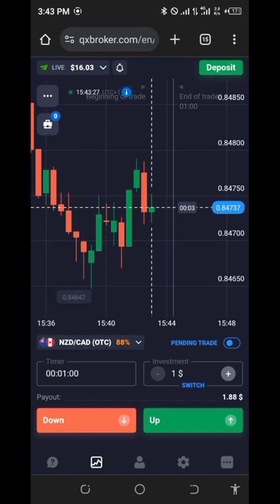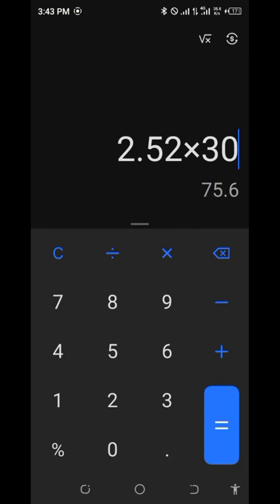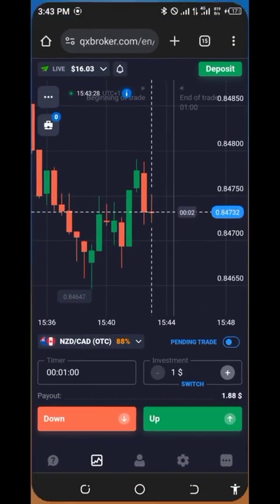That is risk management. So you can see that if you do this, you're going to be making at least $75.6 per month. But I don't advise you trading with $1.